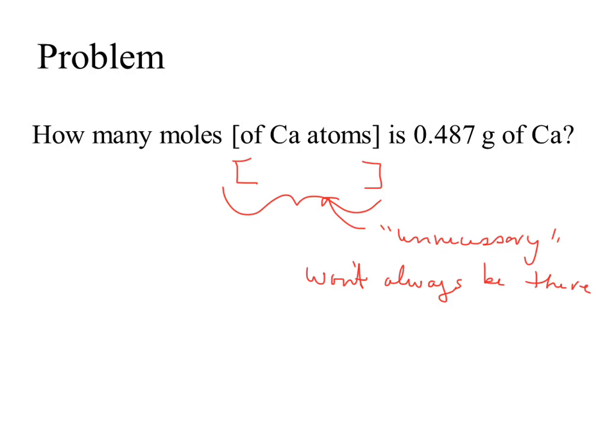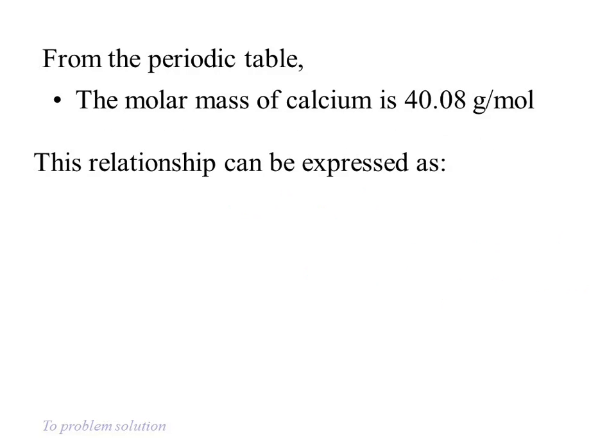So I mentioned the periodic table. On the periodic table, if you look up calcium, which is atomic number 20, so there are 20 protons in the center of every calcium atom, the decimal number for calcium is 40.08. It means two things: its average atomic weight, and also its molar mass. Since we're trying to go from grams to moles in this example, we're going to focus on the molar mass: 40.08 grams per one mole.